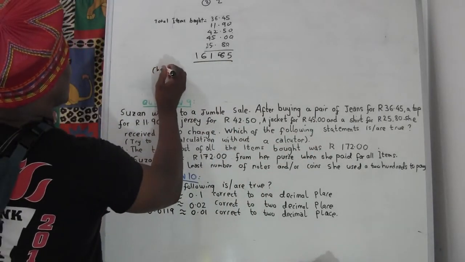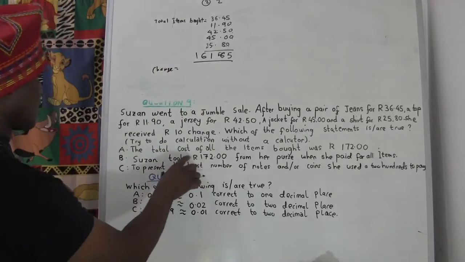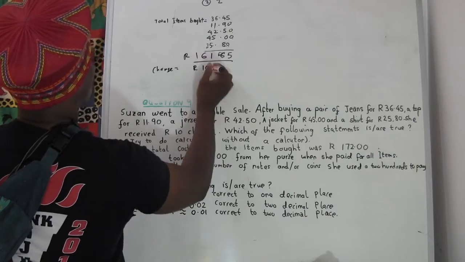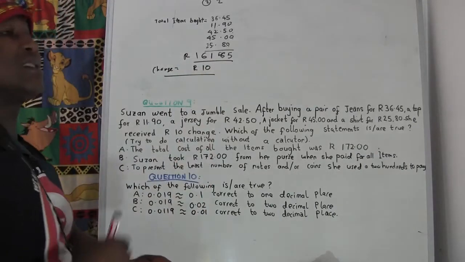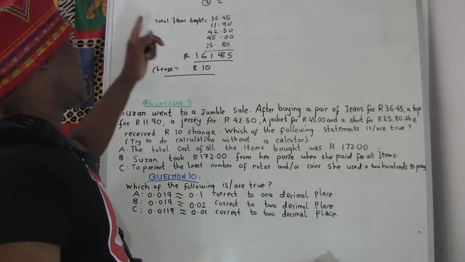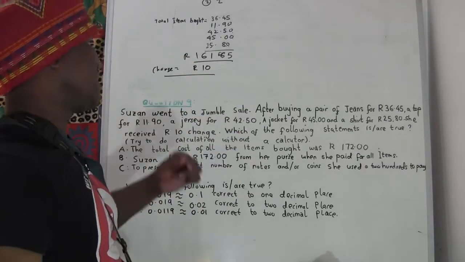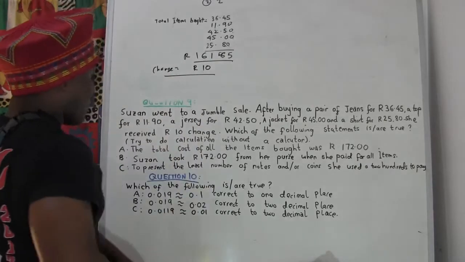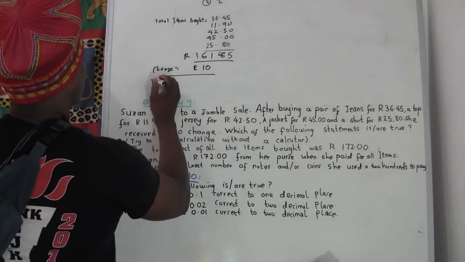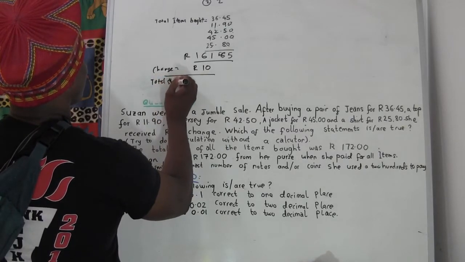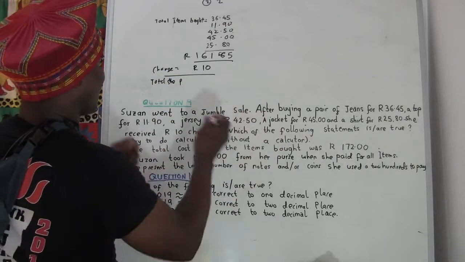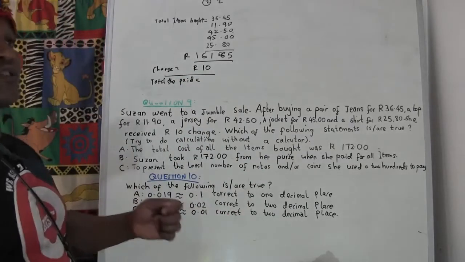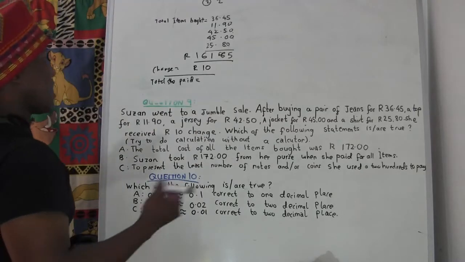Now she got change. So you can write here: change. She received change of 10 rand. This is the total cost. So it means this amount is what it costs, and then why did I give a change of 10? It means she paid more than what it cost. So the total amount she took from her purse and paid, total she paid, or she gave the guy the money, that's why she got change. Let me just say she paid, but you understand what I'm saying.